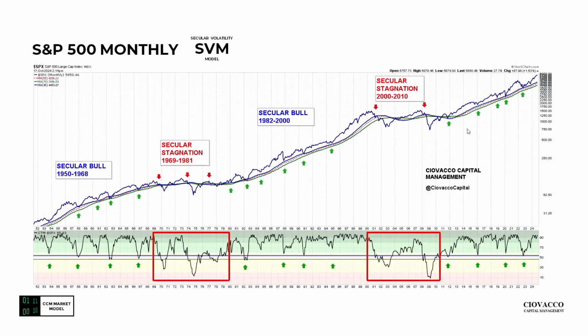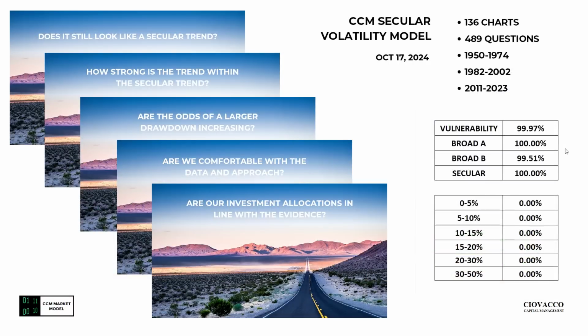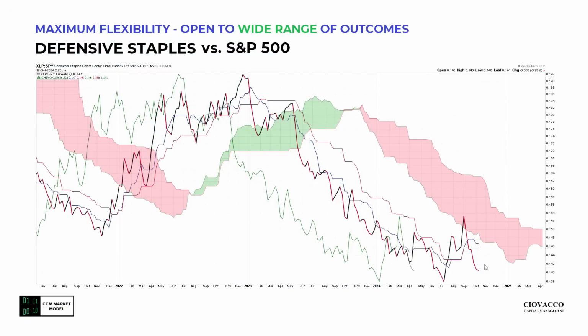To summarize, all of the charts that we've covered in this week's video align with, rather than contradict, the thesis that we're in a secular bull market primarily driven by favorable demographics. And everything on this chart aligns with the CCM secular volatility model scores on your screen, in the recent constructive drop in the XLP-SPY ratio shown on the weekly cloud.